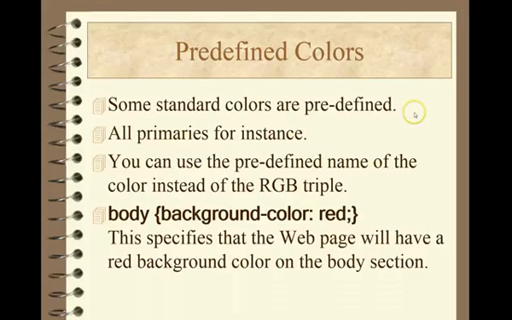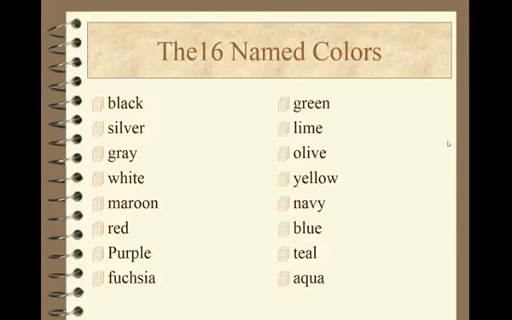So in addition to using this RGB triple system, we have a number of color names that are already defined. Pretty much any primary name that you can think of is defined. So for instance, red. And then we have these 16 named colors. So black, silver, gray, white, maroon, red, purple, fuchsia, etc., etc. And at one point, these were called the web safe colors. So this is a subset of all possible colors.